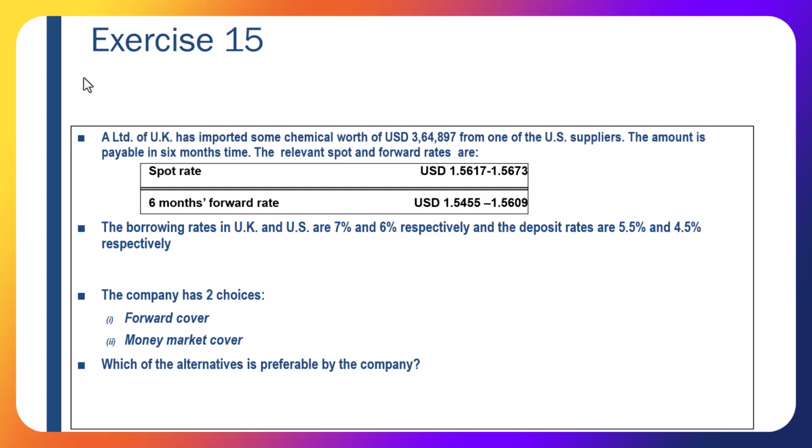The borrowing rates in UK and US are given as 7% and 6% respectively, and deposit rates at 5% and 4.5% respectively. Now, the company has two choices. One is the forward cover, a second is money market. Which of the alternates will be preferable?